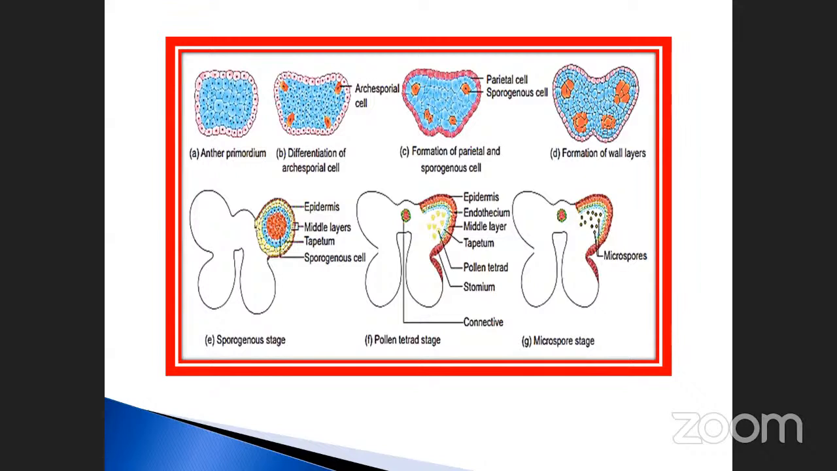Okay. When it undergoes a maturation process, that tetrad stage is completely united together. It looks like four. That is why it is called the tetrad stage. So when it undergoes the maturation process, it produces the complete development of microspores. That is very well.